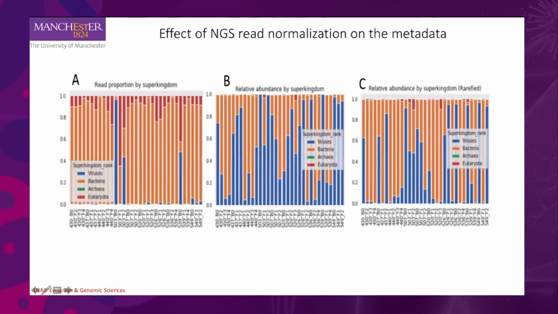Let's have a look now at the effect of different normalization processes on the composition of the microbial communities. So in the first graph over here, we see the raw composition of our microbiomes in the four microbiome components: viruses, bacteria, archaea, and eukaryota, for different samples.